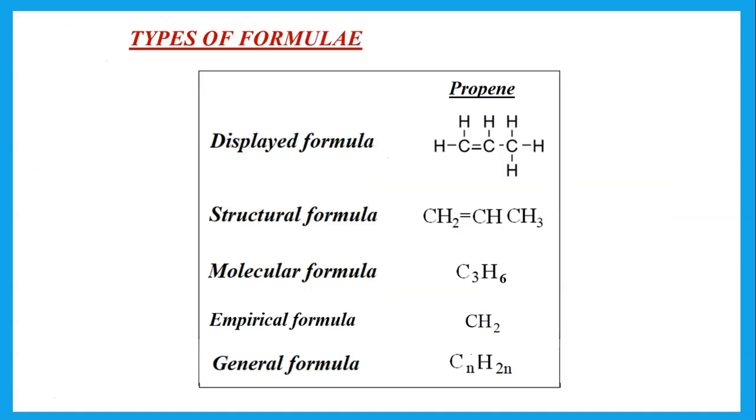We have different types of formula. If we're required to draw displayed formula, you draw it all out. Structural formula means for each carbon you count the number of hydrogens attached to it. Molecular formula means the total number of carbons, total number of hydrogens, and whatever elements are present. Empirical formula shows the formula with the simplest ratio. The general formula is where we use an n to determine the number of hydrogens compared to the number of carbons.